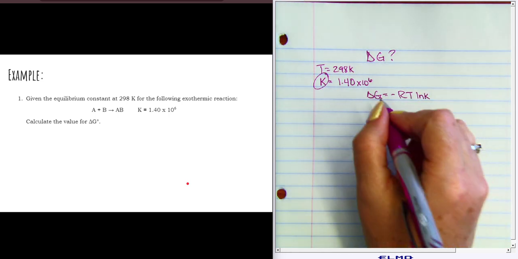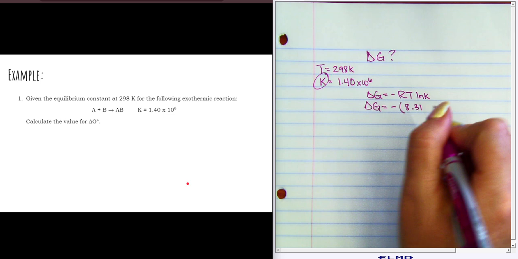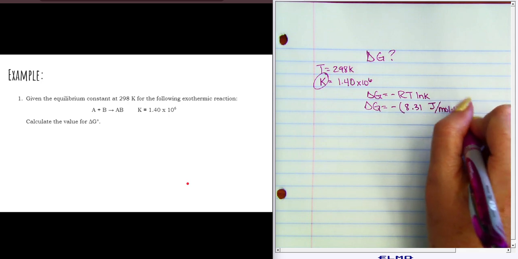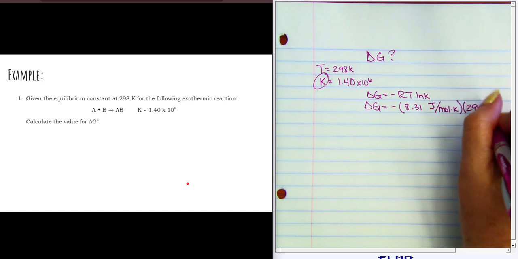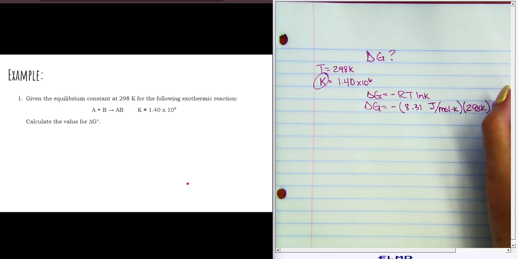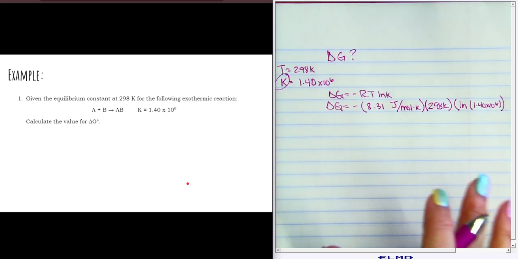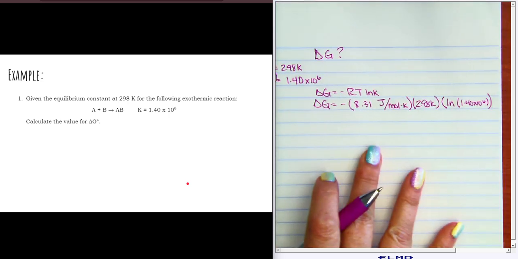So let's plug in and solve. Delta G equals negative, what is R? It's 8.31, and your units for R are joules per mole times Kelvin. And the temperature is 298 Kelvin. And I have the natural log of 1.40 times 10 to the 6, and that's a pretty big K value, because 10 to the 6, that's not a negative 6. So my prediction is that this is going to be a very negative value.